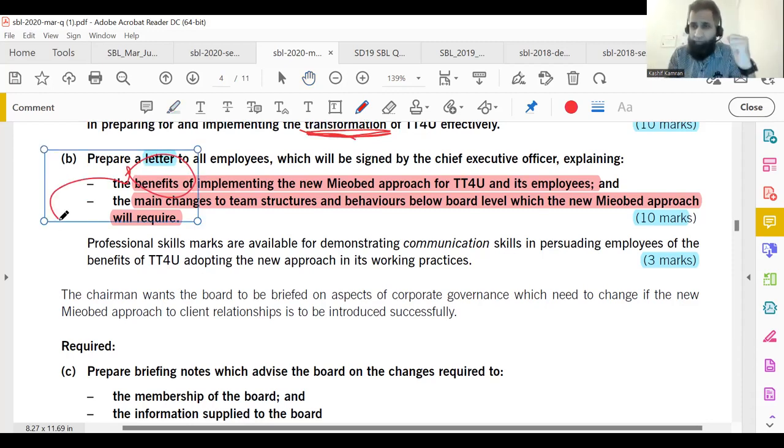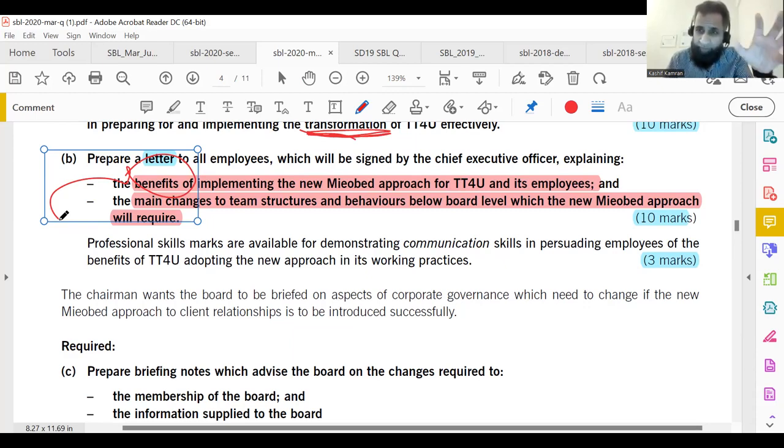I can know the benefits of integrated reporting. I can know the benefits of mobile technology. I can know the benefits of e-marketing, because these are topics. But can I know the benefit of an approach given in the case study? No, because this approach is explained in the case study. I have to read it. I need to think about the benefits. Are you clear? Do you agree with me?